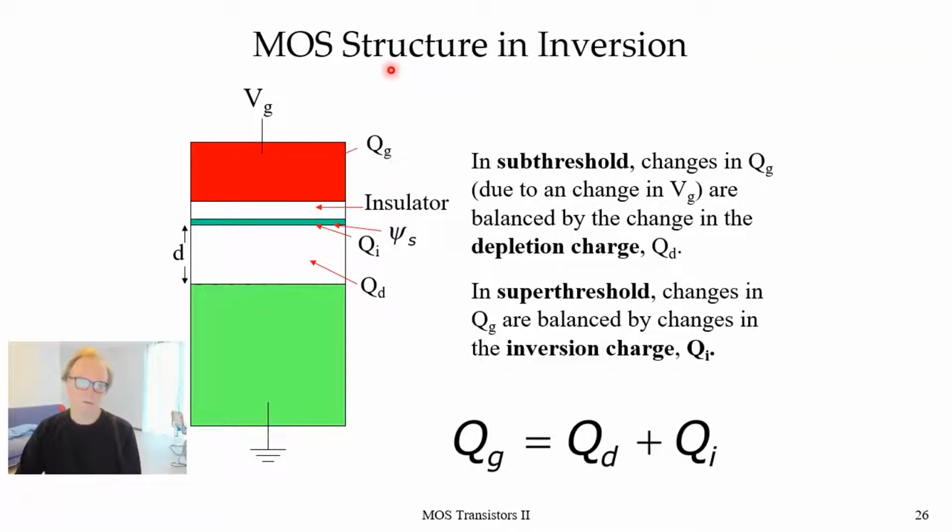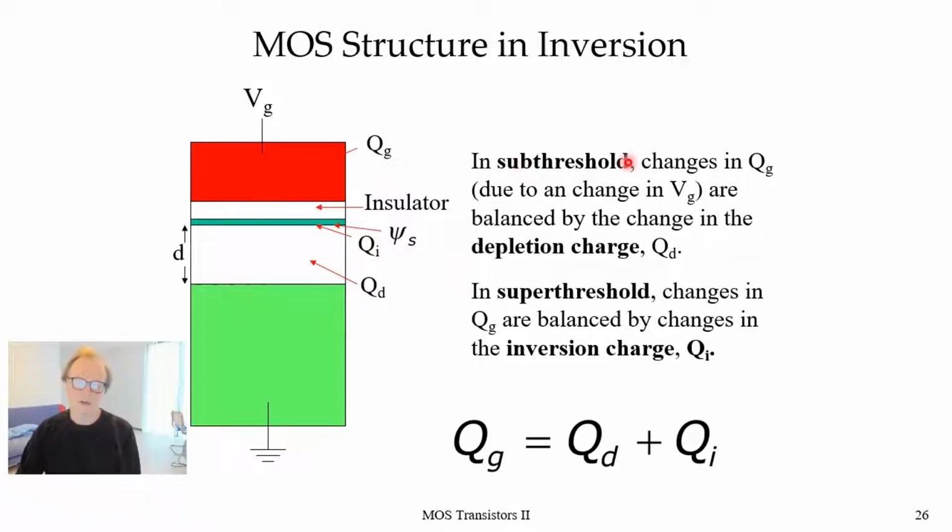So let's look at the MOS structure and inversion more quantitatively. Again, you have the gate oxide, the insulator, a possible inversion region, a surface potential. But now we're going to add these new terms, QG, QI, and QD, which are the charge densities. QG is the gate charge, QI is the inversion charge, which we didn't have before in subthreshold, and QD is the depletion region charge.